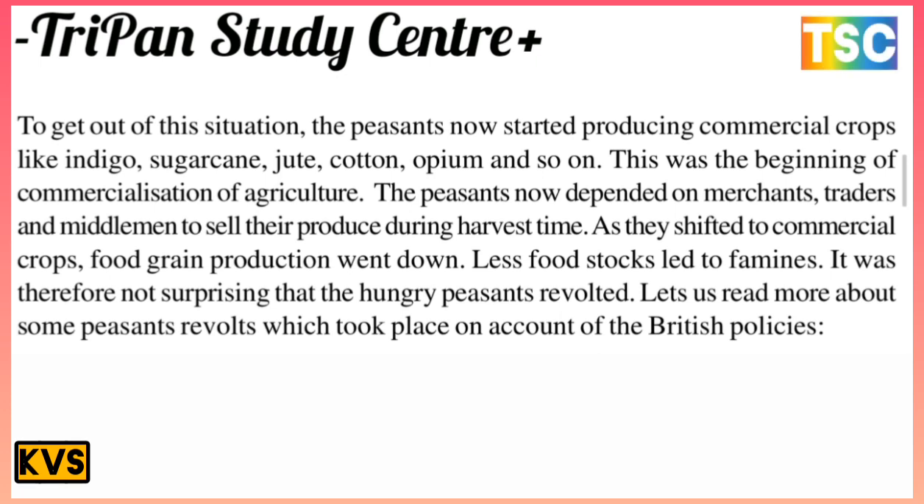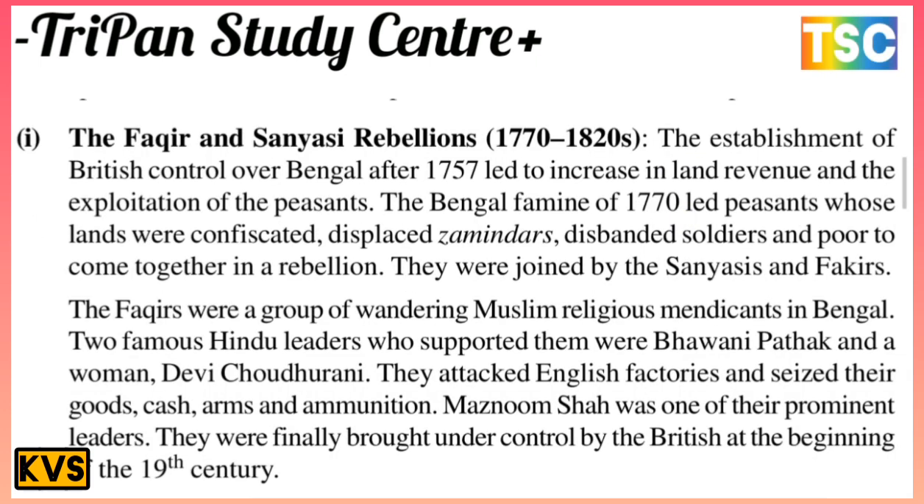Let us read more about some peasant revolts which took place on account of the British policies. First, the Fakir and Sannyasi rebellion, which took place between the 1770s and the 1820s. The establishment of British control over Bengal after 1757 led to an increase in land revenue and the exploitation of the peasants.